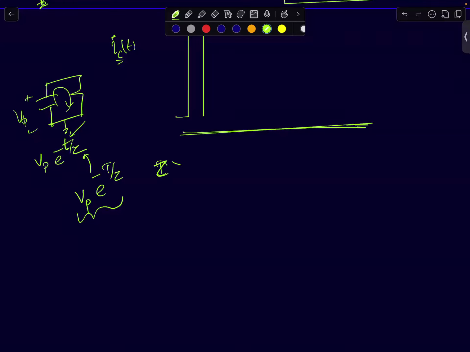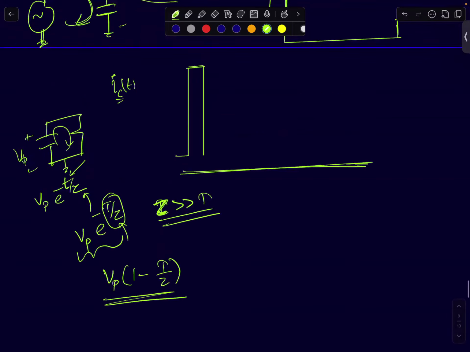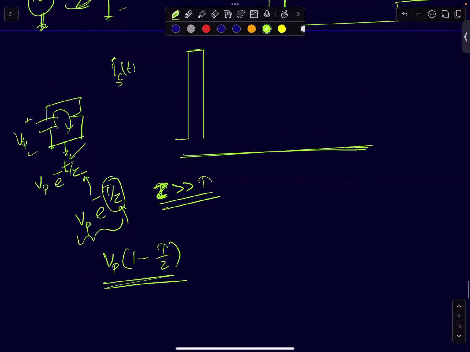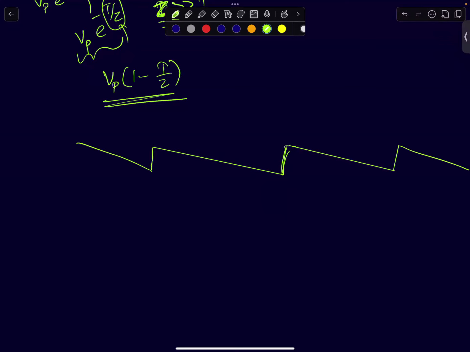Okay. Time constant is much greater than the time period. So this number will be close to 0. I can approximate it to 1 minus x, right? e power minus x is 1 minus x. So it will be 1 minus t upon tau. So it will be like a linear discharge. Okay, so that's why I've shown the waveform. It looks like this.